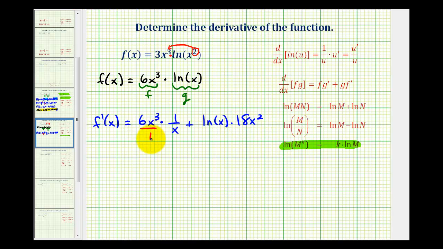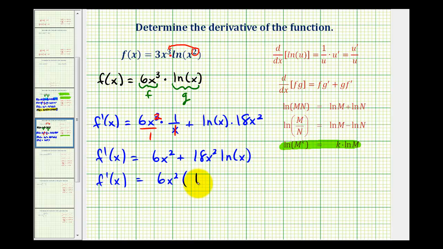Let's go ahead and simplify this. Notice one factor of x simplifies out. This simplifies to 1. This simplifies to x squared. So we have f prime of x equals 6x squared plus 18x squared natural log x. And now we could factor out the greatest common factor here, which would be 6x squared, leaving us with 1 plus 3 natural log x.